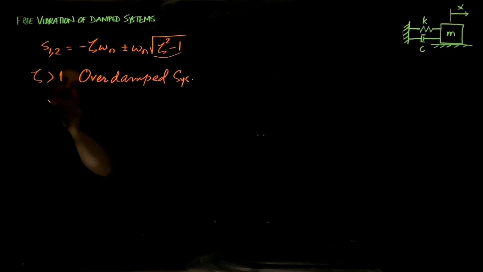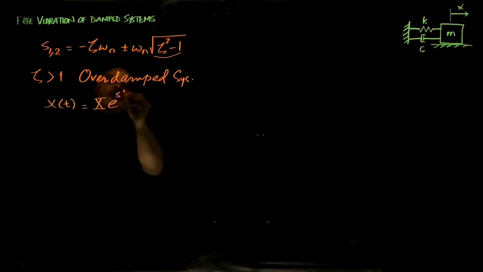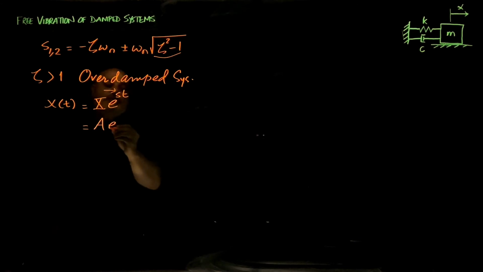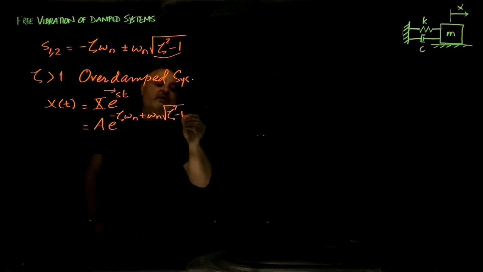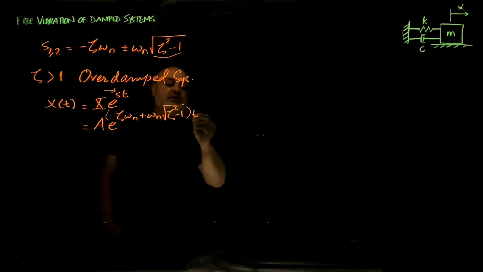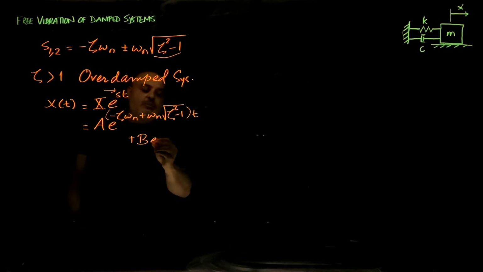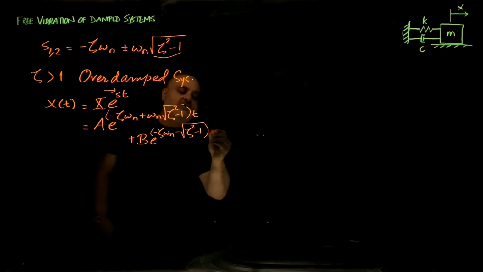And when your roots are real, remember that we started with x of t equals some amplitude times e to the power st. I have two values for s and both are real values, so the response will be some constant a times e to the power of the first root, which is negative zeta omega n plus omega n square root of zeta squared minus 1, all times t, plus some constant b times e to the power of negative zeta omega n minus omega n square root of zeta squared minus 1, all times t.